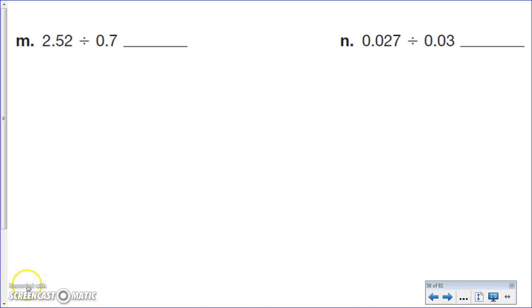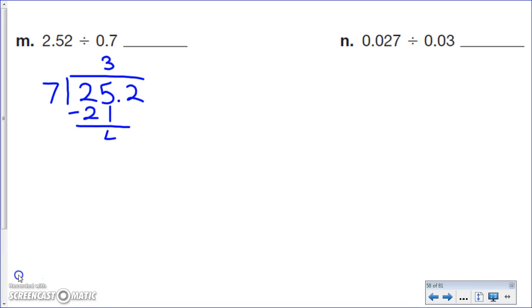For M, again, we only have one decimal place in the divisor, so we only need to move it once in each number. Seven goes into 25 3 times. Bring down the 2. 7 goes into 42 6 times exactly. Then we just need to put our decimal in. It's going to come straight up from where it is in the dividend. So it's going to come right between the 3 and the 6. So our answer is 3 6/10.